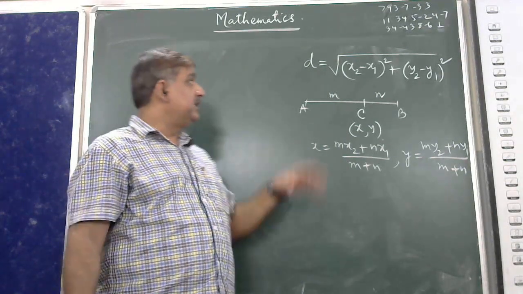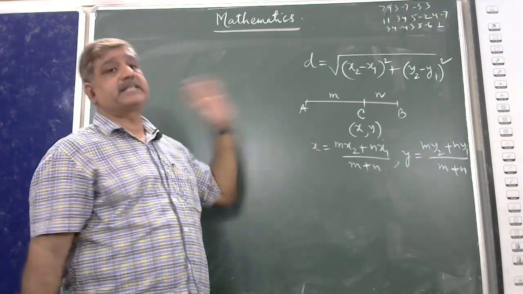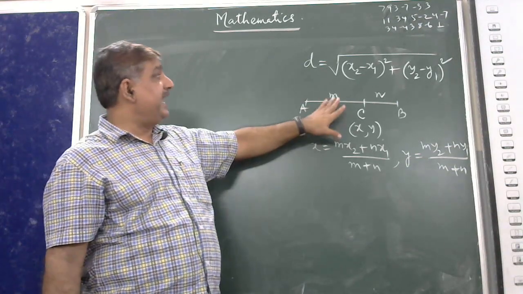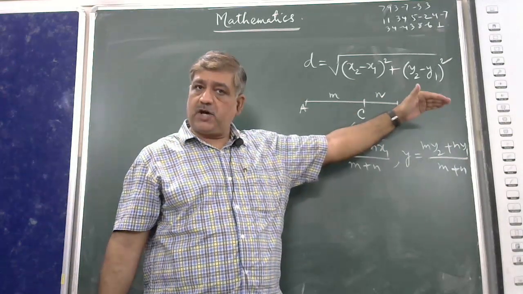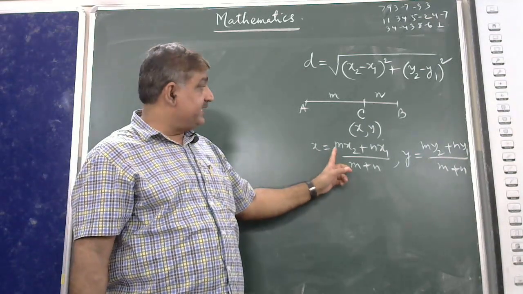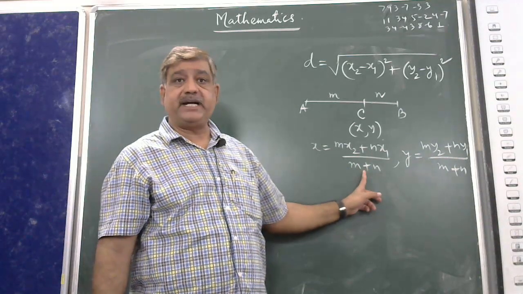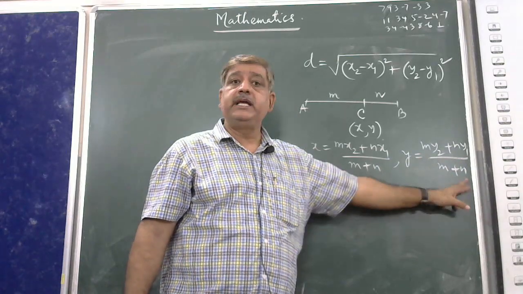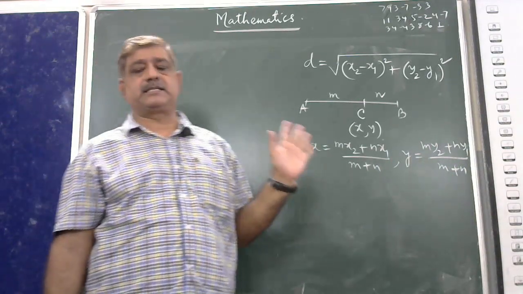Similarly, this one is the case of internal division, and we have also discussed the case of external division where the ratio is m is to n. Here, if the direction of m is taken as positive, the direction of n will be negative. And we have deduced that the formula is (mx2 minus nx1) by (m minus n), similarly (my2 minus ny1) by (m minus n). So this thing we have discussed in previous classes.